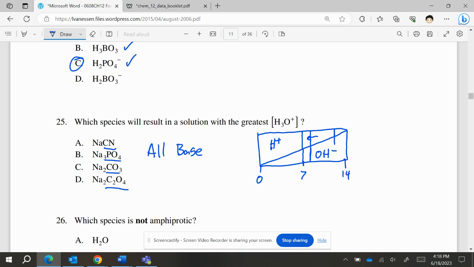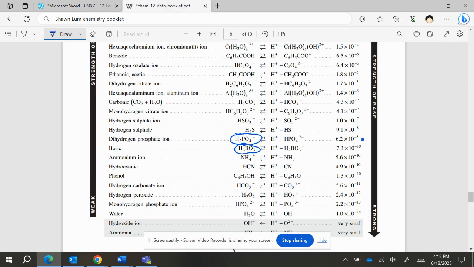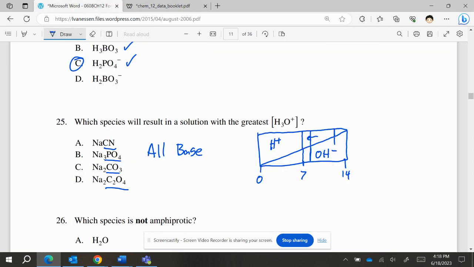So CN, PO4, CO3, C2O4. Oh, okay. Pretty clear winner right there. So the strength of our base is at the bottom. So PO4 is our strongest, then CO3, then CN. Our weakest base is that oxalate ion, C2O4. C2O4, right there.